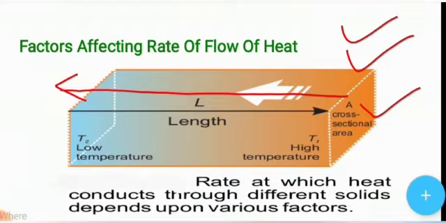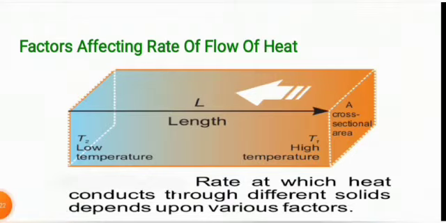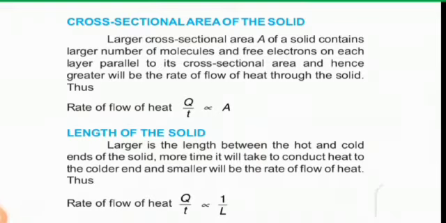Let Q flow along its length L to the opposite face at a temperature T2 in t seconds. Small t is the time for which the heat is flowing from the high temperature side towards the low temperature side of this block. Students, it is observed that the rate at which heat flows through a solid object depends upon various factors. Now students, we will discuss all of these factors one by one.